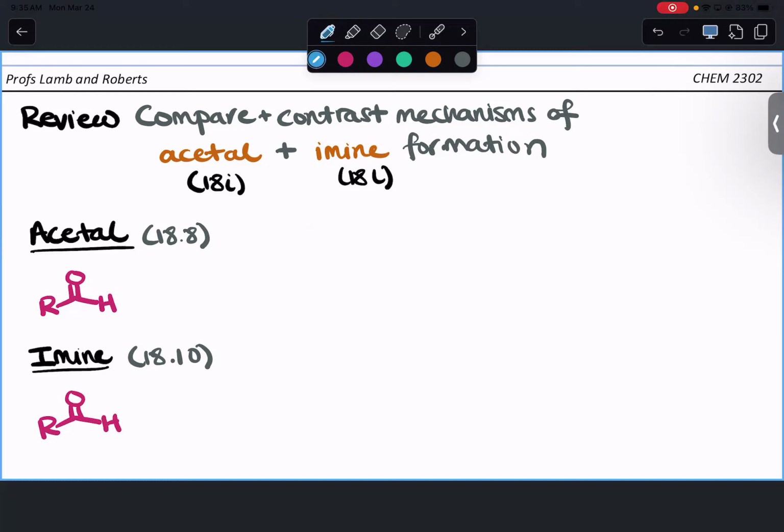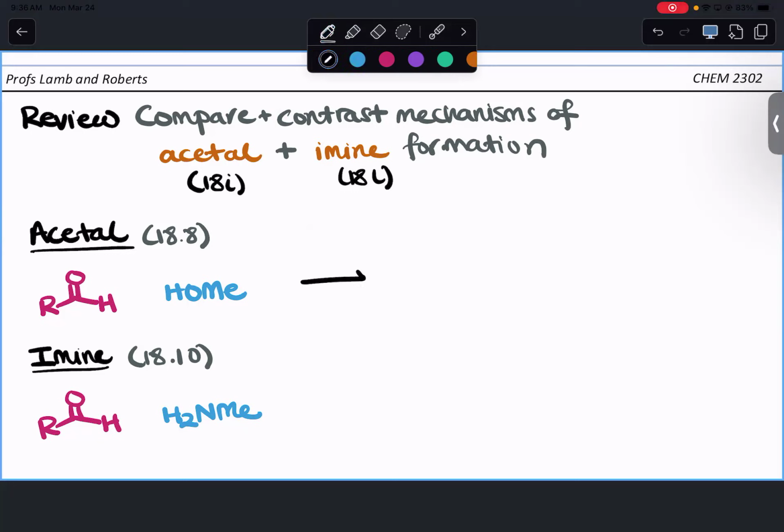And we're going to have a nucleophile. In the case of acetal formation, the nucleophile will be some sort of alcohol, so in this case, methanol. In imine formation, you're going to have a primary amine, which is just an amine that is bound to one other carbon, okay? So here we have methanol and we have methylamine in each respective case.